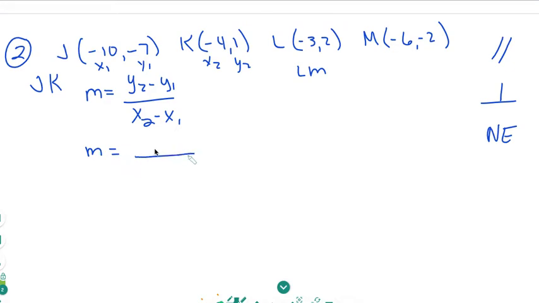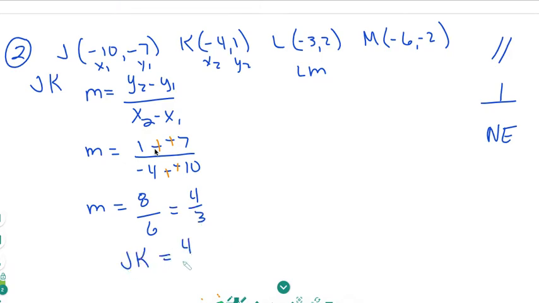M is equal to 1 minus -7 over -4 minus -10. We're going to do our keep, change, change. And then we're going to simplify. 1 plus 7 is going to give me 8. And -4 plus 10 is going to give me 6. And this is going to simplify to 4/3. So we know that JK has a slope of 4/3.